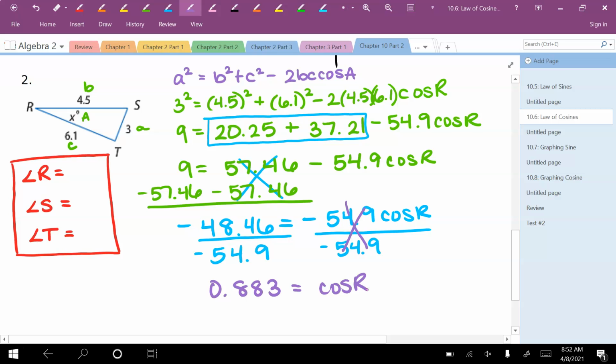To find R, because we're dealing with an angle here, we have to do the inverse of cosine. So we're going to do cosine to the negative 1. We're going to type in that decimal, 0.883, and round this to the nearest whole number. When you do second cosine to get your inverse and you type in 0.883, you guys should get 27.99. How would I round that? If it's 27.99, it would round to what? Good, 28. So R is going to be 28 degrees.